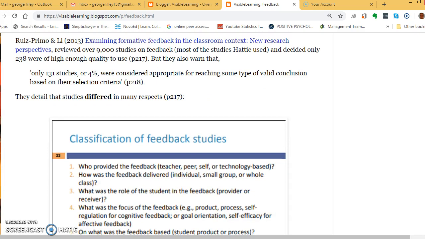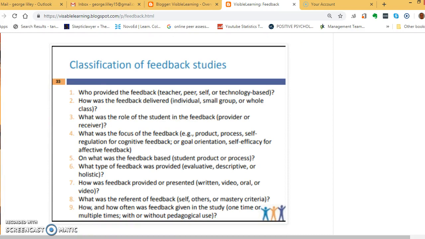One of the first peer reviews of the studies in feedback was Ruiz, Primo and Lee. They looked at roughly 9,000 studies and found that only about 131 of them were considered appropriate. And the reason that they found that was they were able to classify each of the studies, and they found that each of the studies differed, the apples and oranges problem, in so many areas. For example, whether it was the teacher that gave the feedback, the kids' friends, self-feedback or computer-based, and many, many other differences in each of the studies.